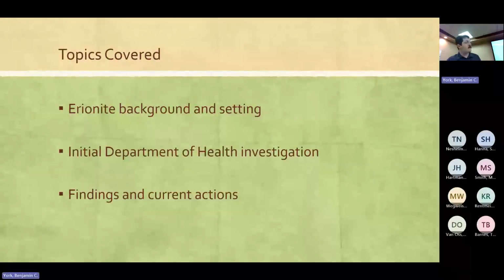So we'll get into the background and setting of Erionite, then go into the investigation, and then kind of fast forward to today on where we're at. Because I will say, from the offset, the Erionite research is very ongoing, and there's always stuff that people are researching, which makes it a challenge to keep up on what is the latest research, because there's always someone doing something about it.